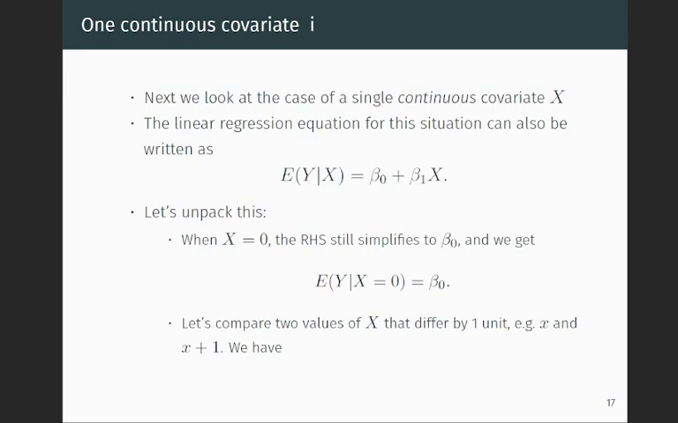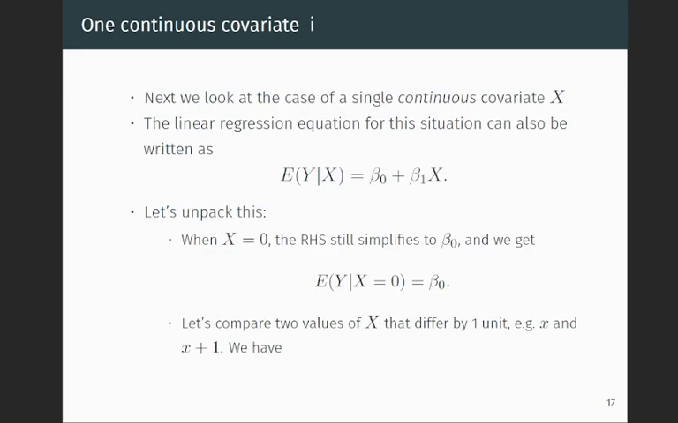Okay. Now let's move on to the next level of complication for the linear regression. Instead of a binary covariate, we'll look at a continuous covariate. So we'll look at a single continuous covariate X. The linear regression equation in this case will actually be the same as before. And so we can write still the expected value of y given X is equal to beta 0 plus beta 1 X.